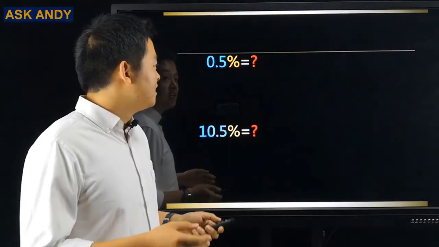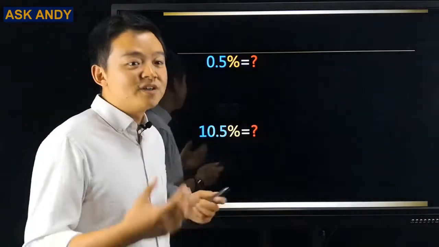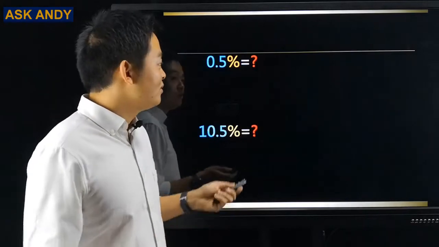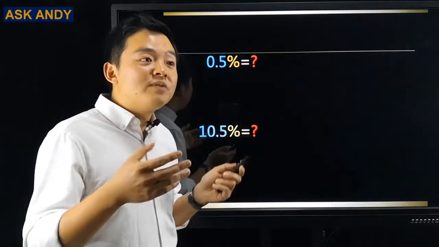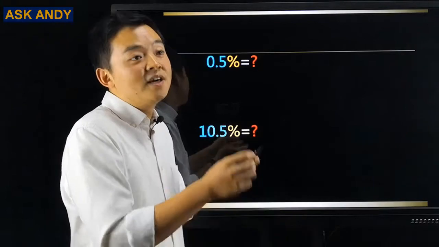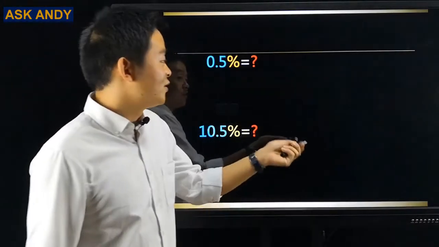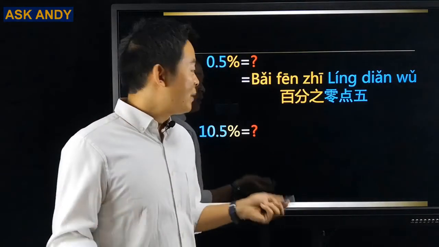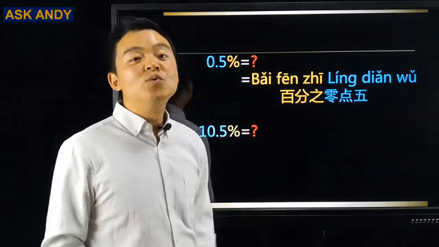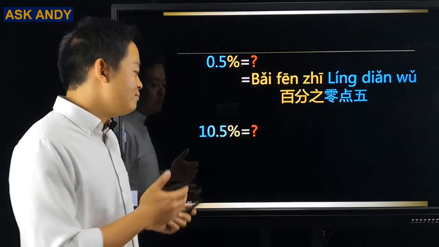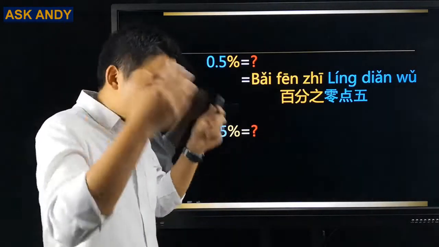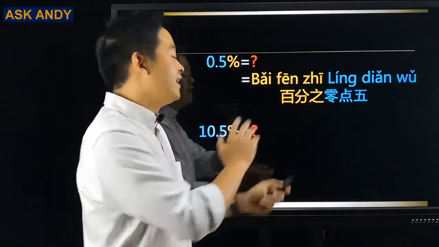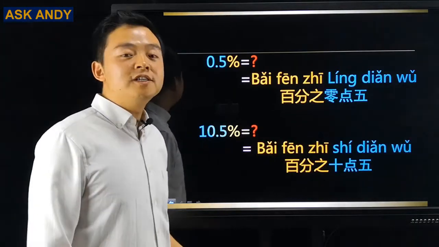This is more complicated because you need to do it with an opposite word order and then you need to read the decimal. Think about it in your mind. That will be 100 divisions 0.5. So that is 0.5%. And then what about this one? 10.5%. Same. That will be 100 divisions 10.5. That will be 10.5%.